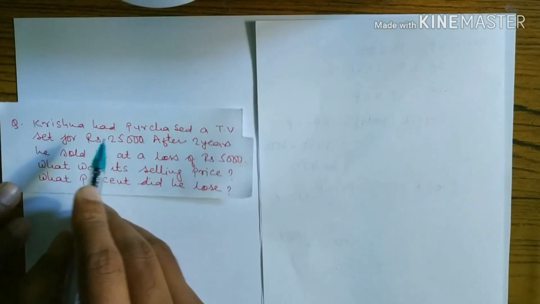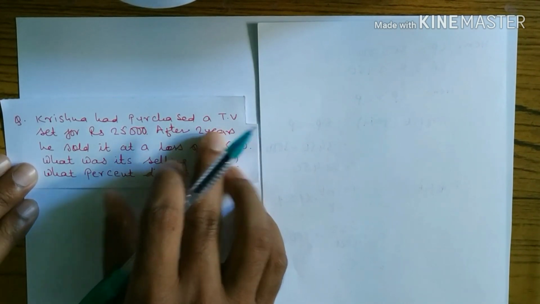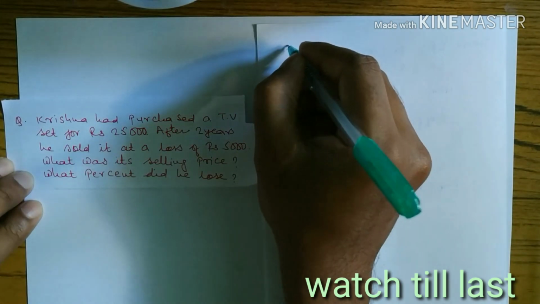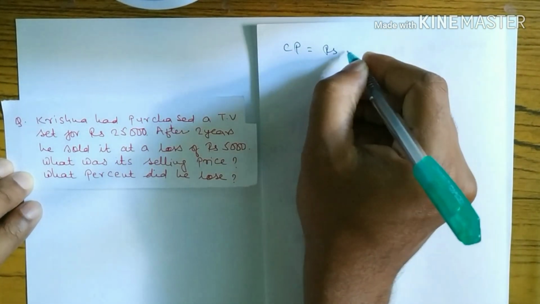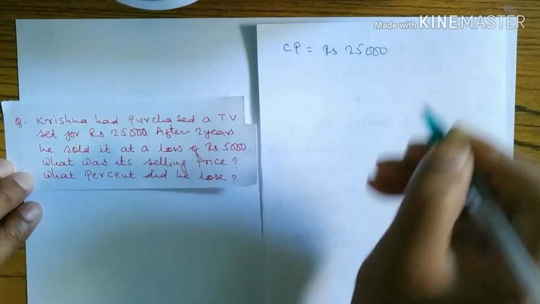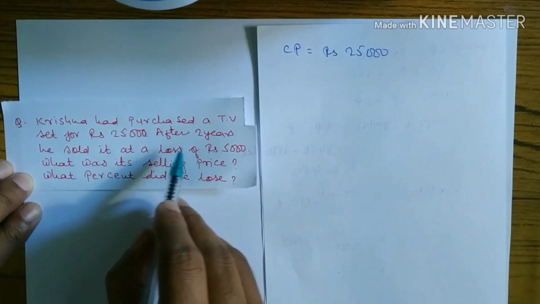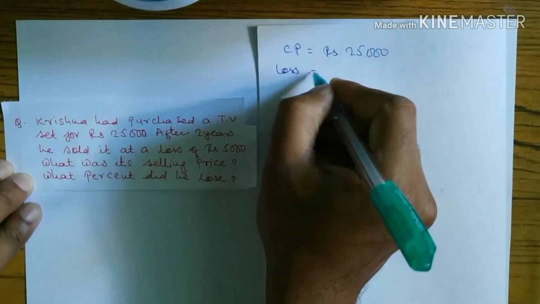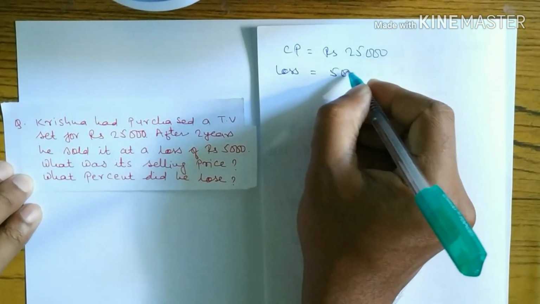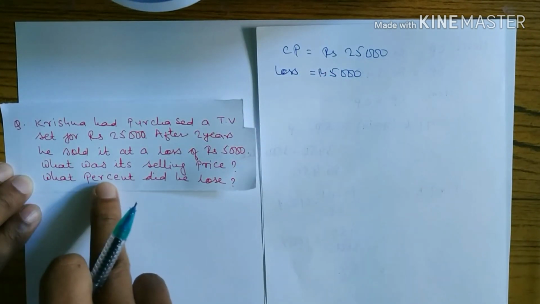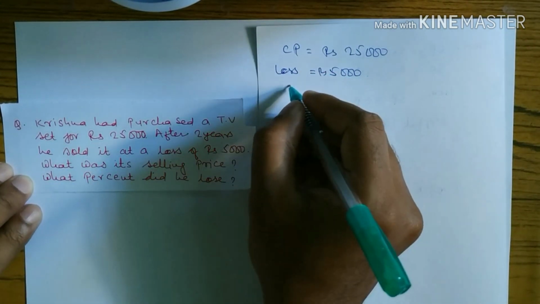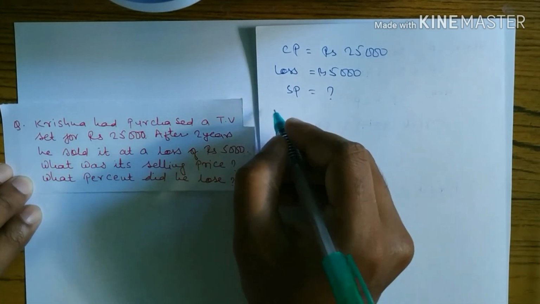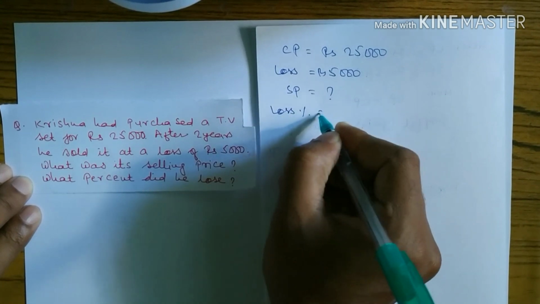Okay, let's start. Krishna had purchased a TV set for rupees 25,000. Purchased means CP. Cost price is equal to rupees 25,000. CP is equal to 25,000. And after 2 years, he sold it at a loss of 5,000. Loss is given here. Loss is equal to rupees 5,000. What was its selling price? We have to find out SP is equal to what? And what percent did he lose? Loss is here, so definitely loss percent we have to find out.